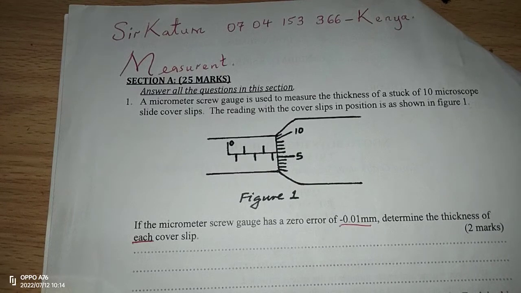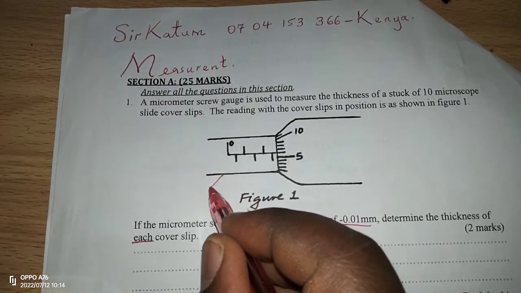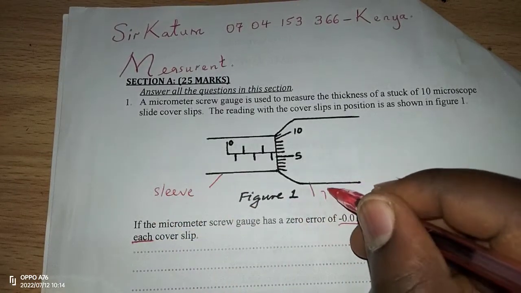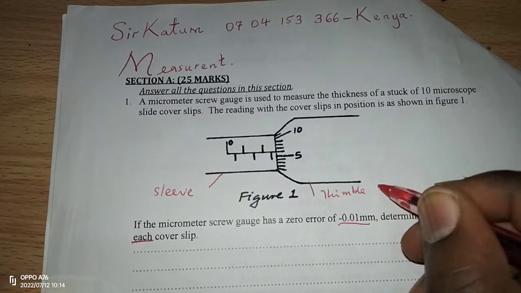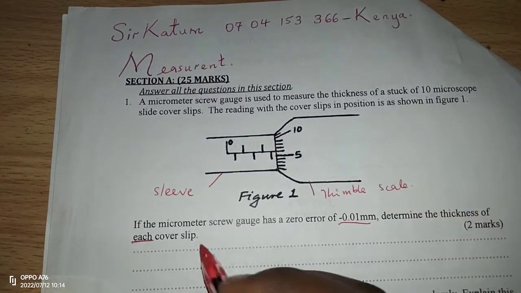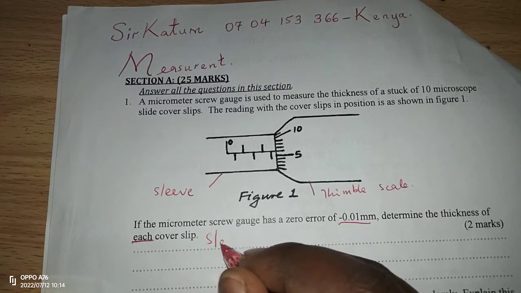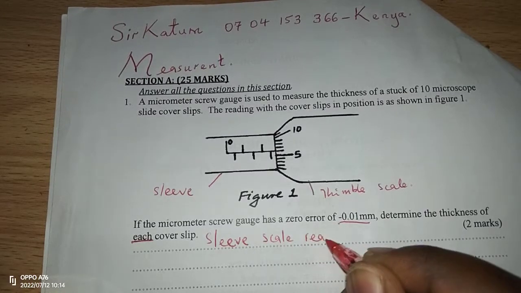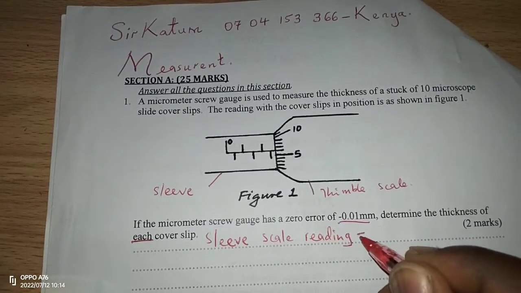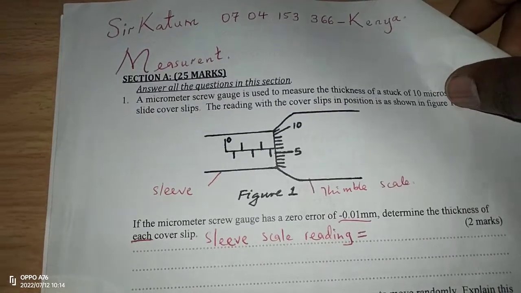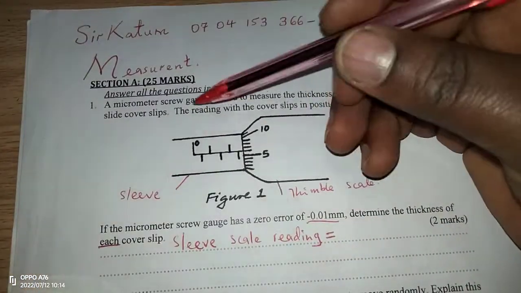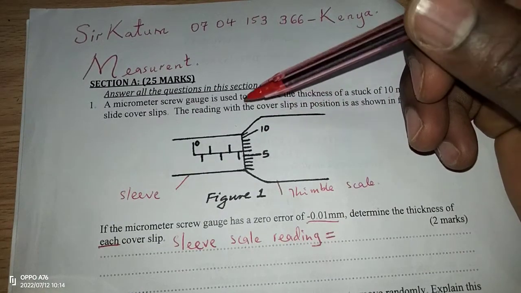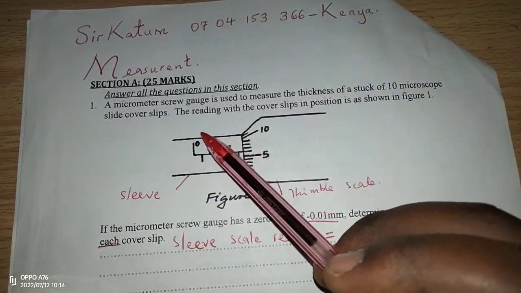Therefore, how to read the micrometer screw gauge? Remember, we have a sleeve scale and a thimble scale. So the scales are two here. Therefore, we first of all get the sleeve scale reading. There are two types of sleeve scales. There is one with only millimeter divisions, but the one we have here has both millimeter divisions and half millimeter divisions.